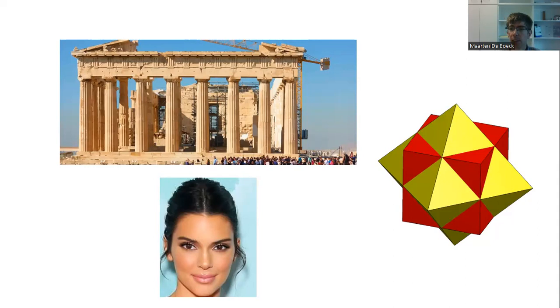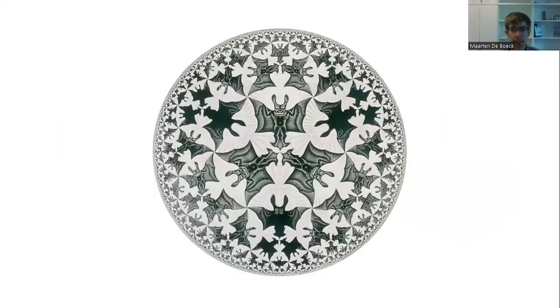And for this, I will use an easy example. This is an artwork by the Dutch artist Escher. It's called Angels and Demons. And I'm asking you, well, a very easy question. I mean, we all recognize it is symmetric. It has symmetries.